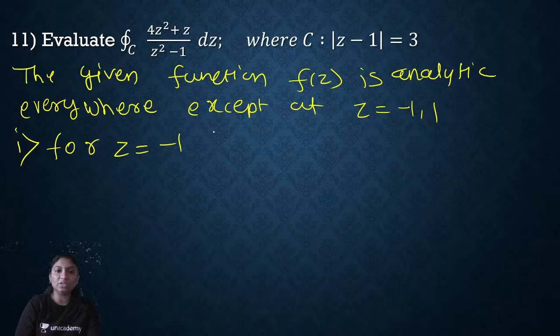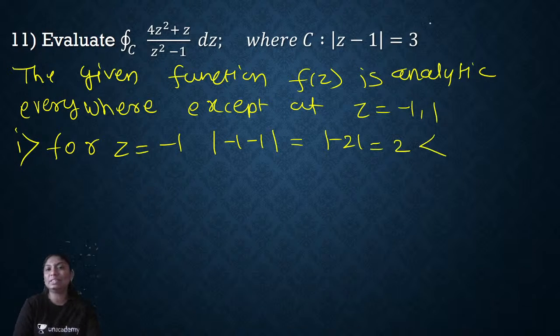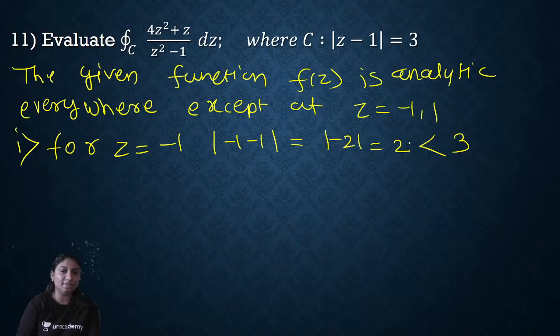For z equal to minus 1, mod of minus 1 minus 1, which is mod of minus 2, is equal to 2. Obviously this curve is a circle, mod of z minus 1 equal to 3, with center at (1, 0) and radius 3. So it lies inside the curve C for z equal to minus 1, since 2 is less than 3.